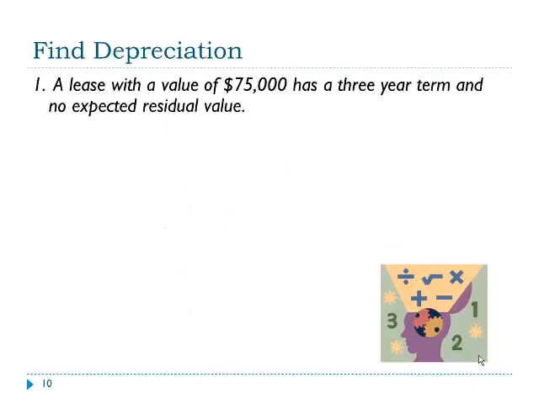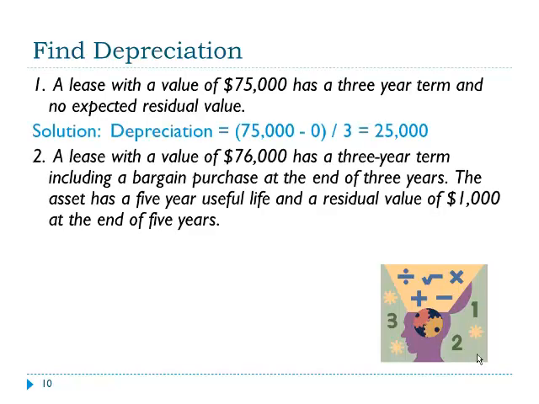Let's find depreciation. What if we have a lease with a value of $75,000 that has a 3-year term and no expected residual value? Using straight-line depreciation, we would have 75,000 minus 0 divided by 3, or 25,000 in depreciation each period. Let's take another example.